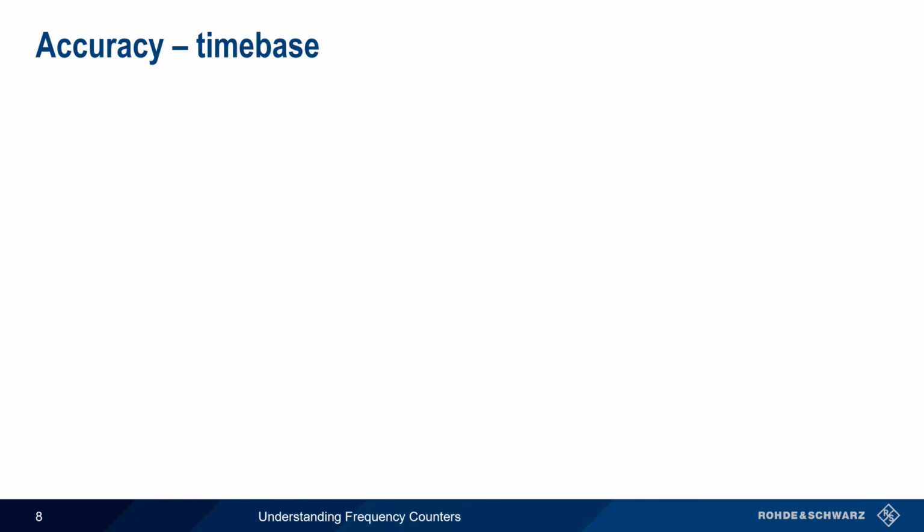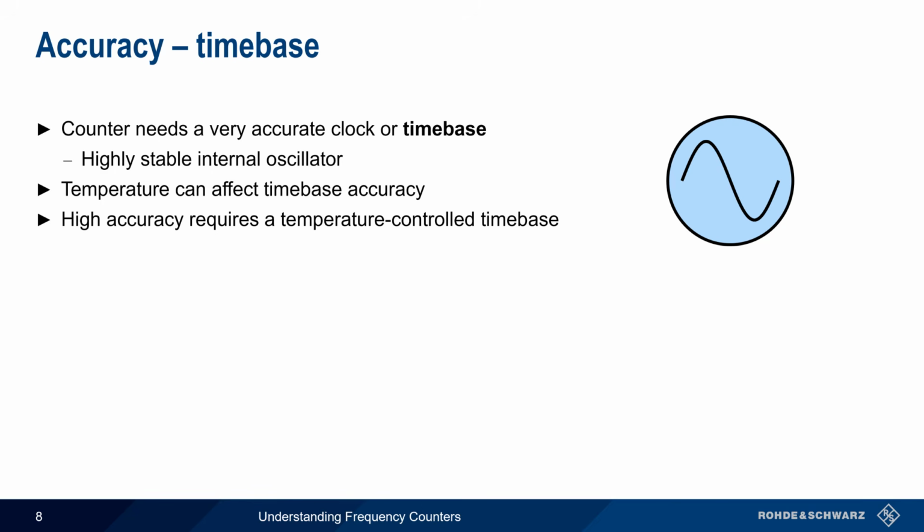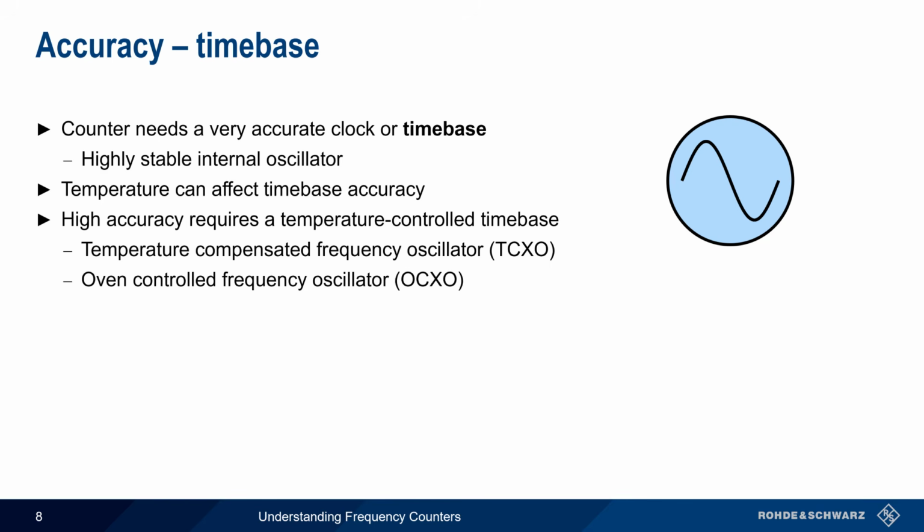As mentioned a few moments ago, accuracy is very dependent on the counter's internal clock or time base. This is a highly stable internal oscillator that's used to determine the time intervals and thus the gate time. Time-based accuracy is commonly affected by temperature, and obtaining high accuracy requires that the time base be temperature controlled. One method of doing this is to have an oscillator that compensates for temperature changes, but the preferred method is placing the oscillator in a temperature-controlled environment, often referred to as an oven.